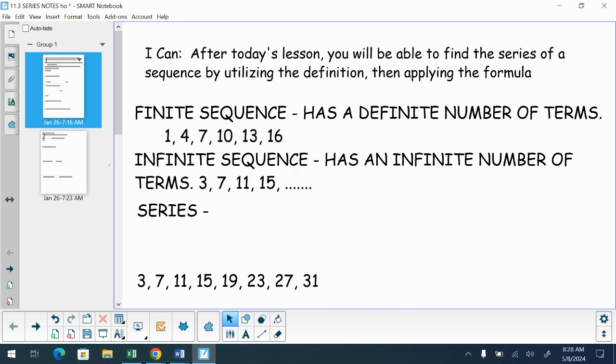When you have a finite series or sequence, you have a definite number of terms. It stops. You have a beginning and you have an end. And when you have an infinite, well, now our adjective is infinite. So you have an infinite number of terms. It will continue on indefinitely.